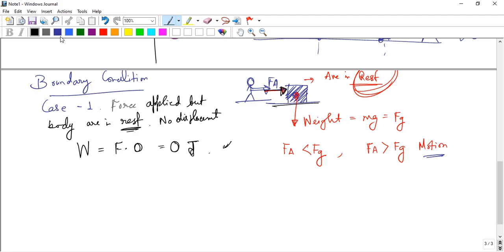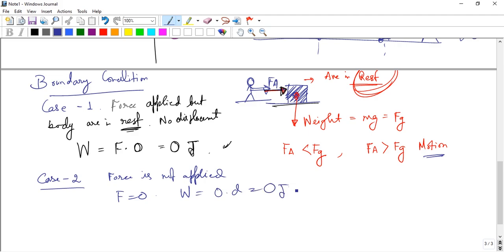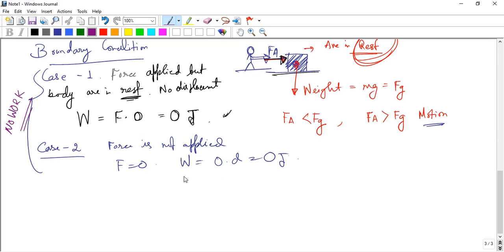Now case number 2, simple. If force is not applied, very easy condition, F equals 0, so work done equals 0 times D, and that also gives 0 joule, which is also no work. These two conditions represent no work. Now there is another condition also.